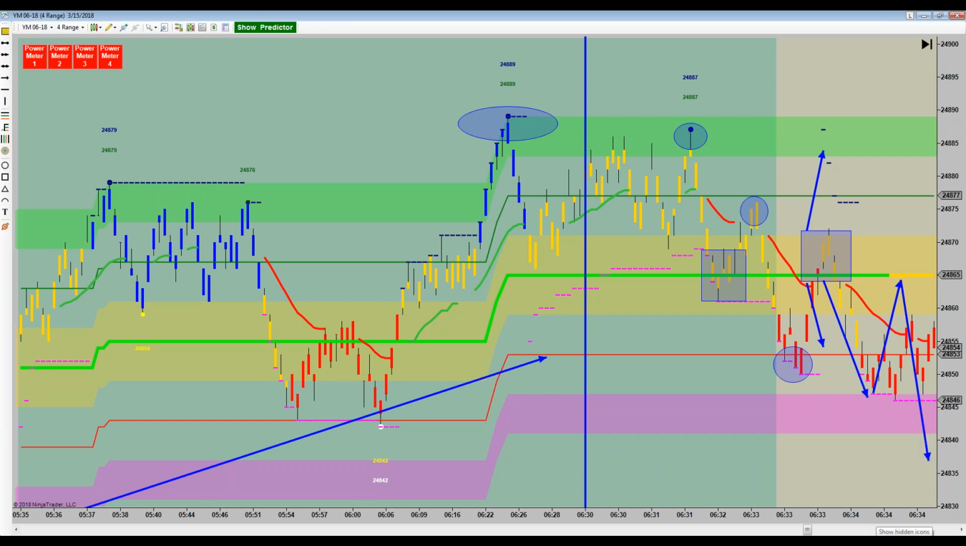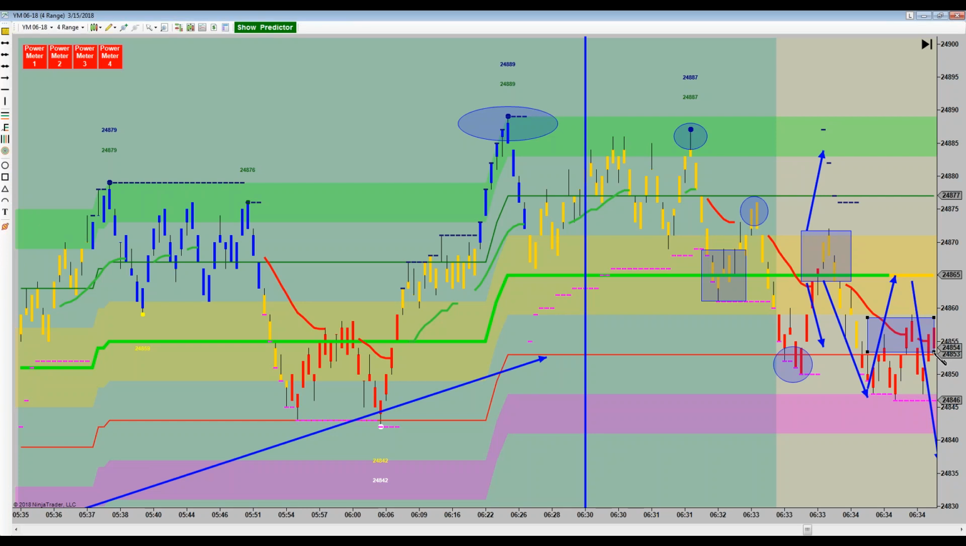Now, the formation of B, A is the thrust in the direction of the move. So in this case, the thrust is clearly down. We all see that. Now, the length of the B retracement after the initial thrust can be fairly shallow, as it was right here.